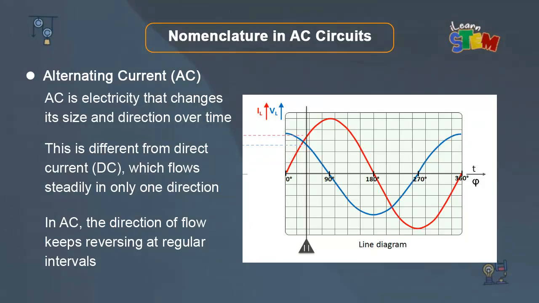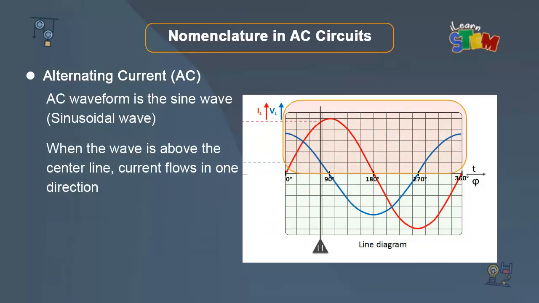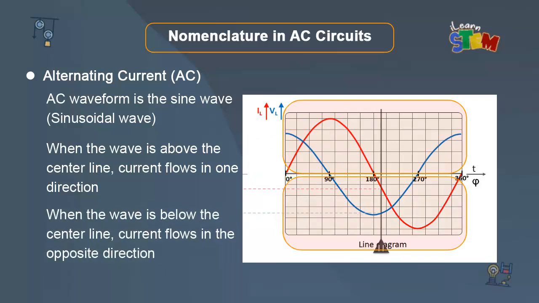Now, here's something important. The most common AC waveform is a sine wave, also called a sinusoidal wave. It is a smooth, repeating curve that goes up and down, showing how current or voltage changes with time. When the wave is above the center line, current flows in one direction. And when it is below, it flows in the opposite direction.